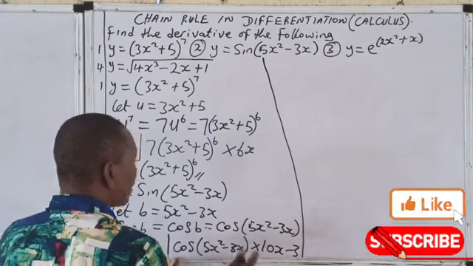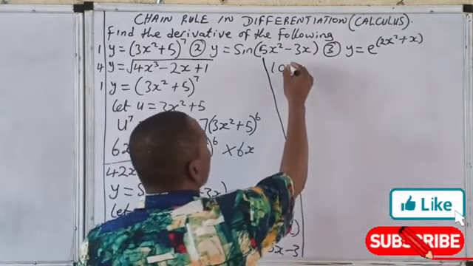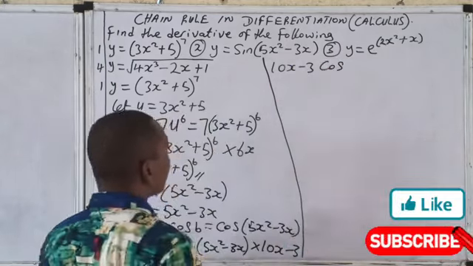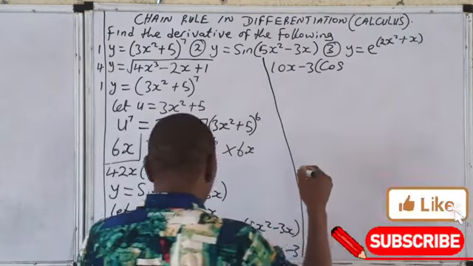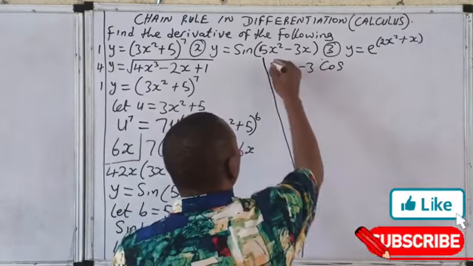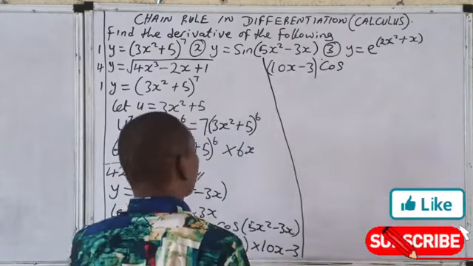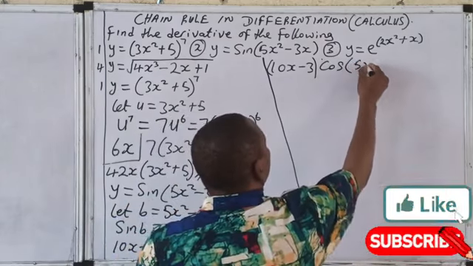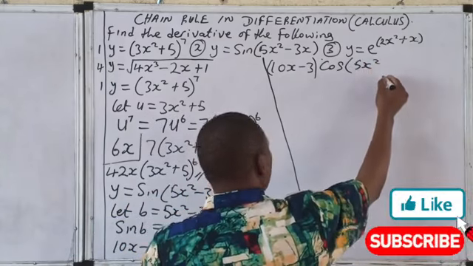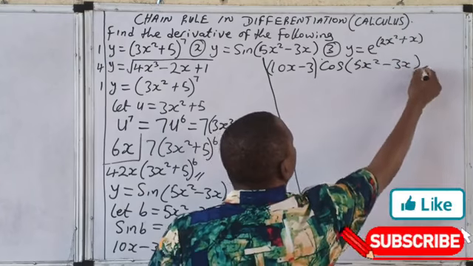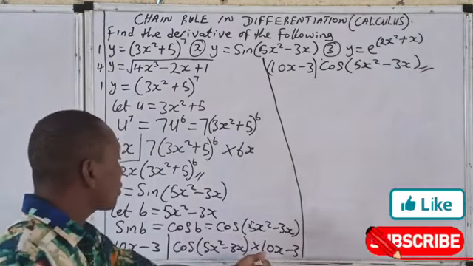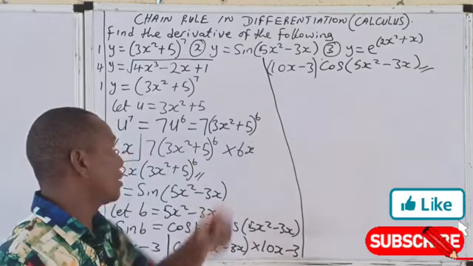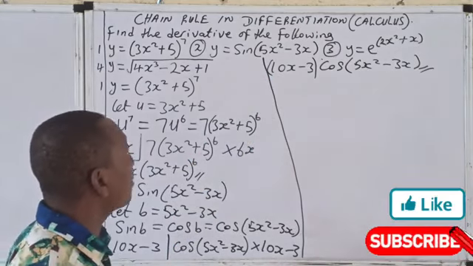Now, once you have this, what you just need to do is simple. This one can also be rewritten as (10x minus 3) cos bracket 5x squared minus 3x. So this is the answer. It's very simple, because I just move this to the beginning part of it and put it in brackets. So that's it. It's a very simple concept.